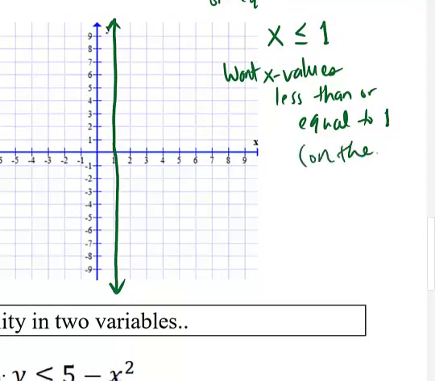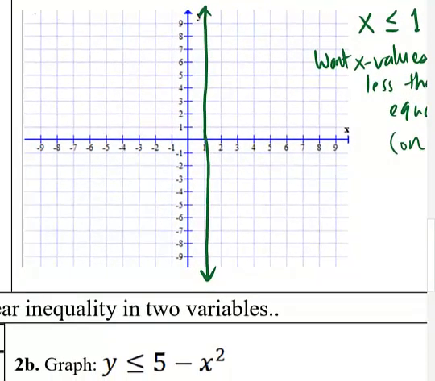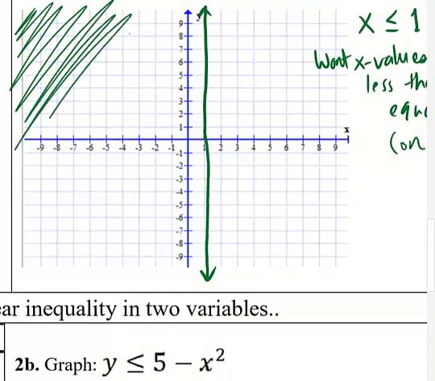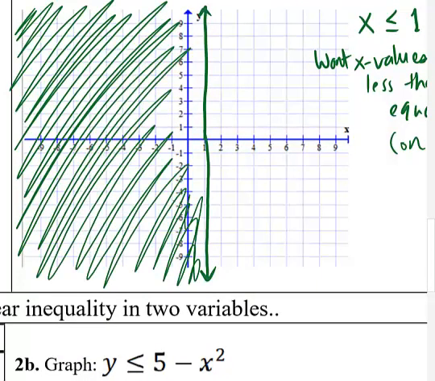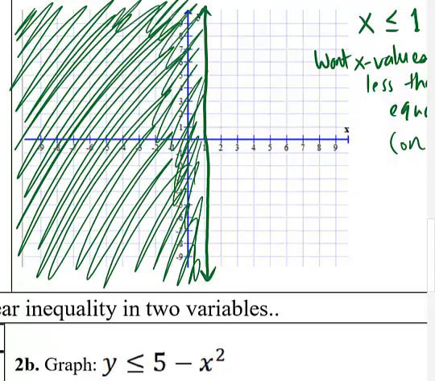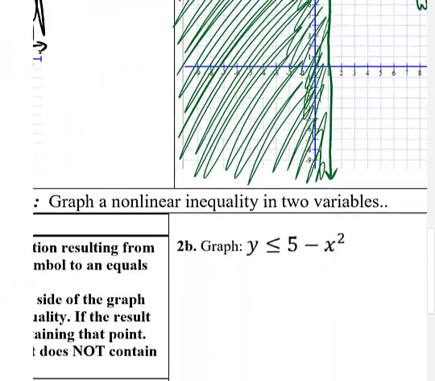They're on the left. Smaller x values are on the left, larger on the right. So if it was an x greater than or equal to, I would shade on the right because those are the larger x values. But we got a less than or equal to, so I want all the ones that are on the left. There we go. That's it. So it's kind of intuitive, I guess.